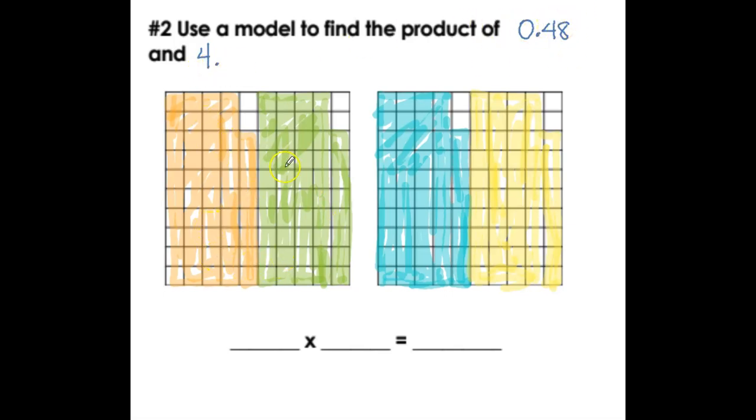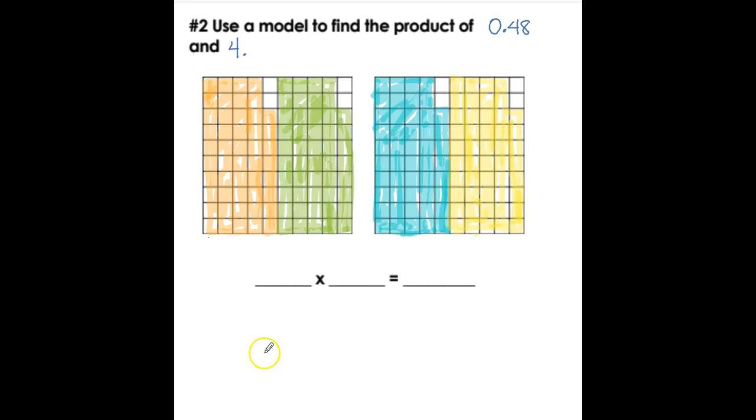So here's my 48 cents in orange, and another 48 cents in green, another 48 cents in blue, and another 48 cents in yellow. So when we add all that up, what do we get? Well, we got a couple of different ways of doing this. We can just add up all these little squares here, or we can multiply.